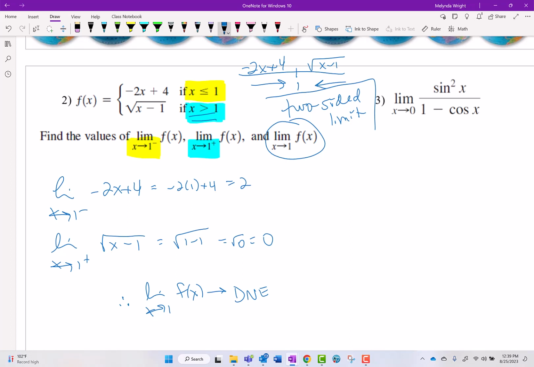Okay, and piecewise functions. How are we doing? Okay, so now we're going to jump into trig. Oh my goodness, I know you can't wait, right?